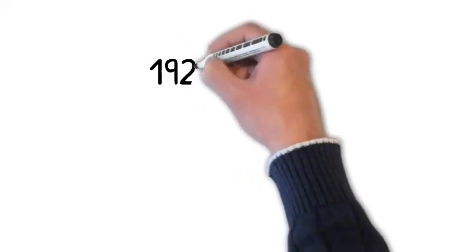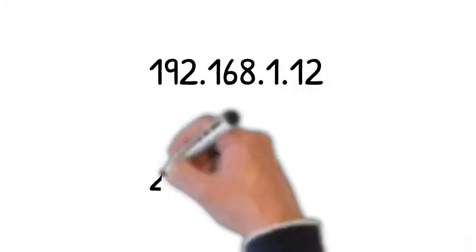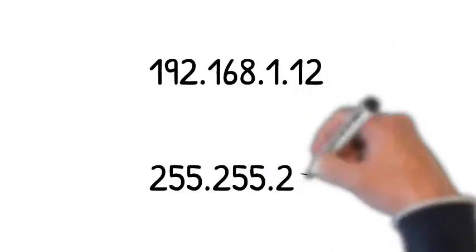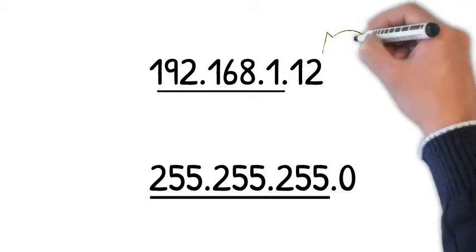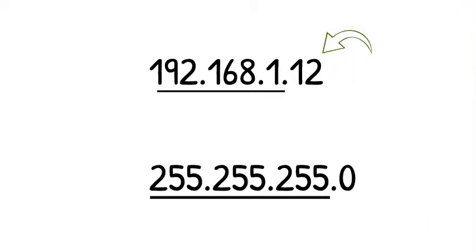Let's take this address, 192.168.1.12, and let's give it a subnet mask of 255.255.255.0. Now in this case, the network portion of our address is going to be this right here, 192.168.1. And we know that because our subnet mask is 255.255.255. Remember, this actually happens in binary. We're going to take a look at that in a second. The host portion of the address would be the .12, and that's determined by this 0 in the subnet mask.